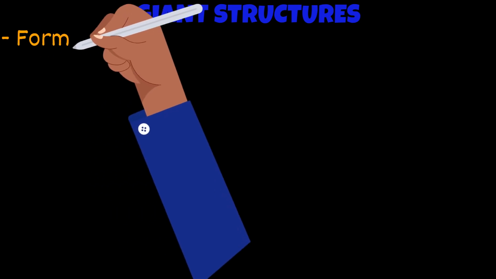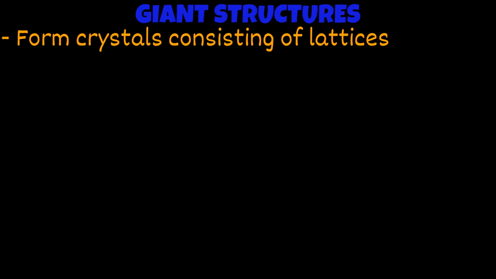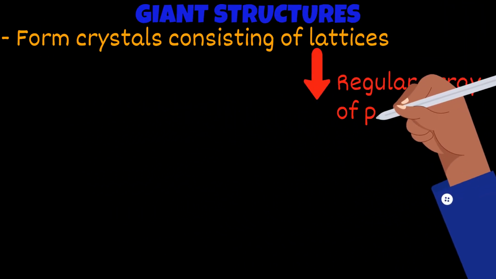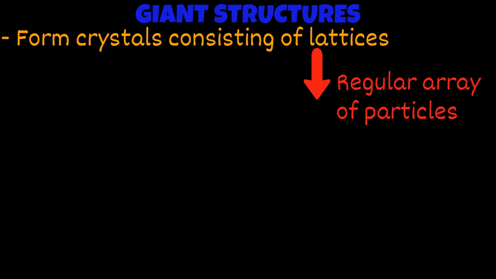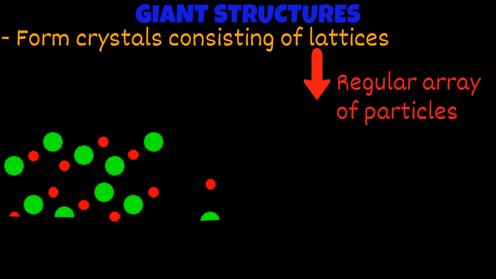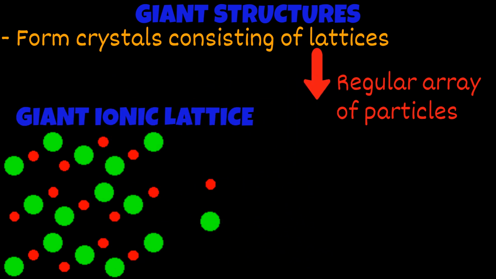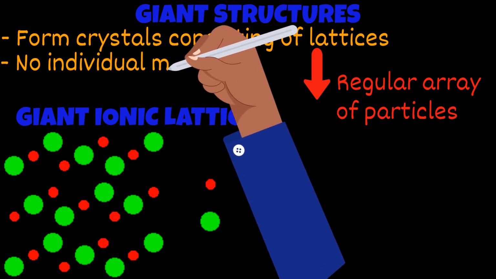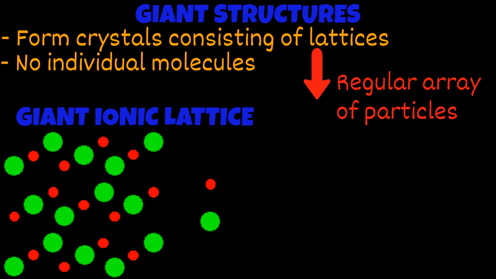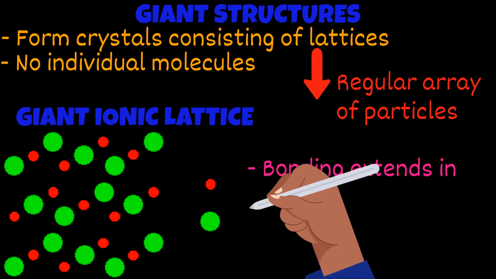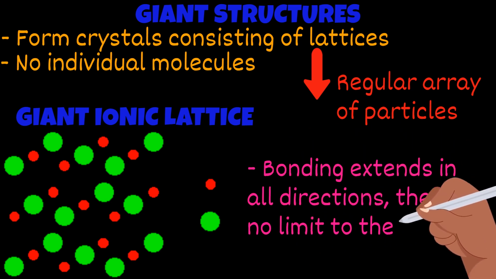Ionic compounds form crystals consisting of lattices. A lattice is a regular array of particles. Here's an image to show the arrangement of sodium chloride. We call this structure giant ionic lattice. The word giant in this case means there are no individual molecules. This means we cannot pick out a sodium chloride molecule from a giant ionic lattice of sodium chloride. In a giant ionic structure, the bonding extends in all directions. There is no limit to the number of particles.